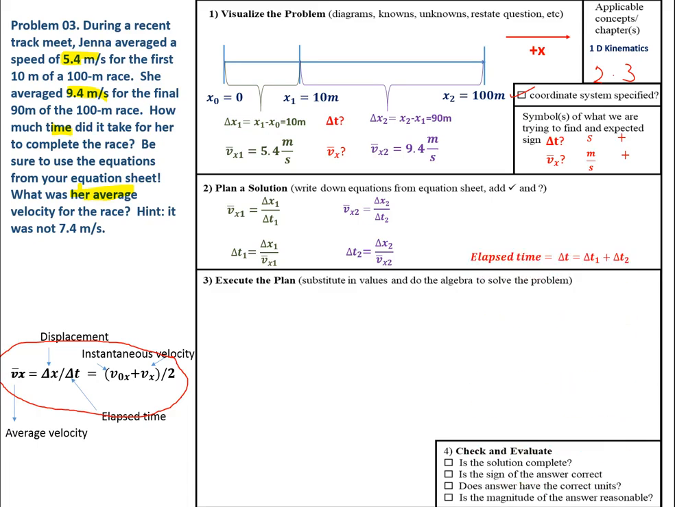Now, if you want to calculate the elapsed time or the total time taken to complete the race, you have to add the two time intervals, delta T1 and delta T2. Very simple. And once you add the displacement for each segment, you get the total displacement. And when you have the total time interval and total displacement, you can use this equation to calculate Jenna's average velocity for the race. Okay?